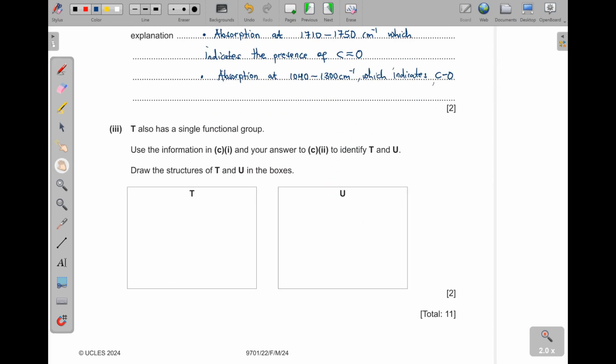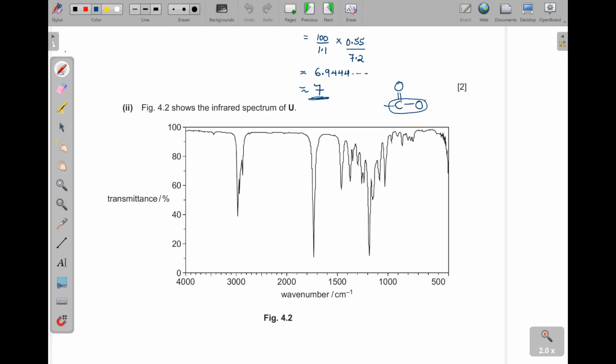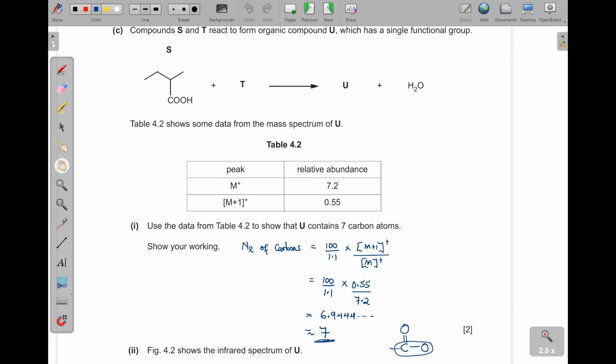And then Roman 3, T has a single functional group. Remember T, for us to get an ester from a carboxylic acid, the carboxylic acid must react with an alcohol. So they are saying T has a single functional group. Use the information in C Roman 1 and your answer to C Roman 2 to identify T and U. First of all, where is our T here? Yeah, T is here, and U here.